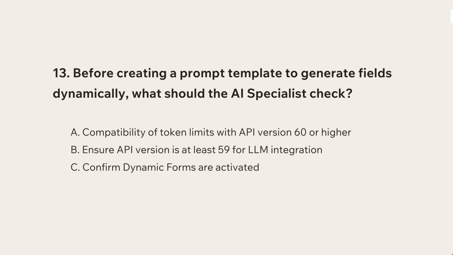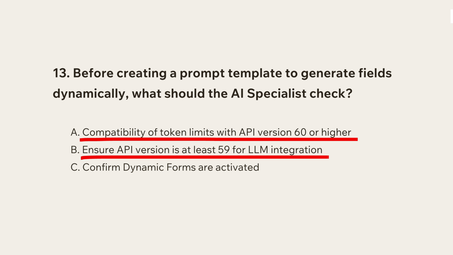Take a look at the options. Incorrect. While checking token limits is important, this specific API version is not required for dynamic field generation. Incorrect. API version 59 is not directly related to dynamic fields. Correct. Activating dynamic forms is essential when generating fields dynamically, ensuring compatibility with the feature.